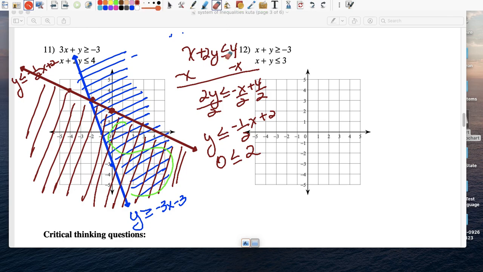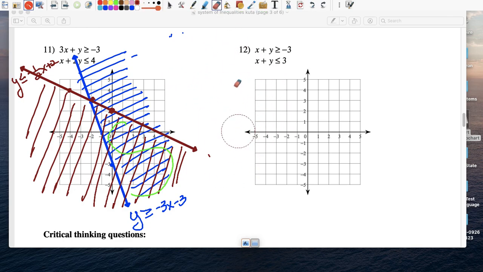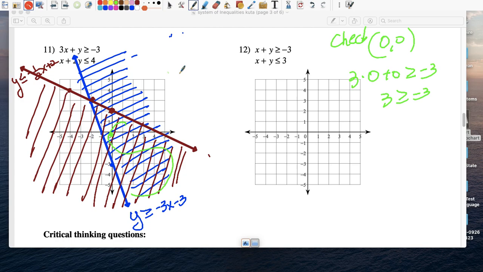For our check, we can also use 0, 0, right? Because 0, 0 is right here. It's the point that is in the solution area. So it makes life so much easier when I can pick 0, 0. So we get 3 times 0 plus 0 greater than -3, and that's obviously true. Second inequality, 0 plus 2 times 0 is less than 4. Also obviously true. So we are good.